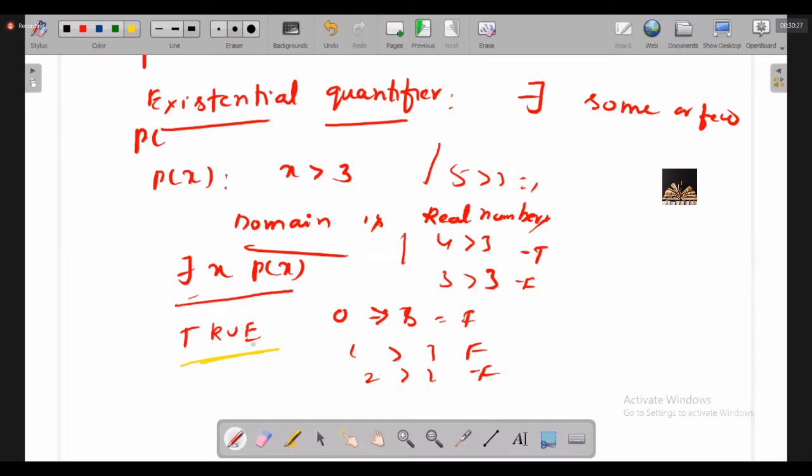Here, the existential quantifier: some values of x are greater than 3. The statement there exists x, P of x means some values of x greater than 3. The statement is true or false. Okay.